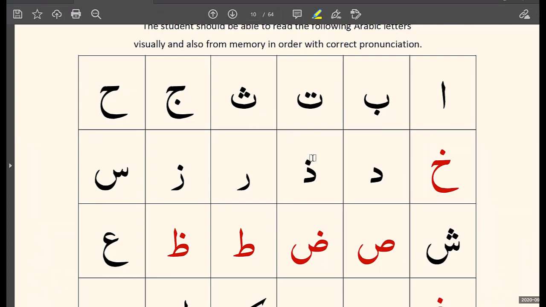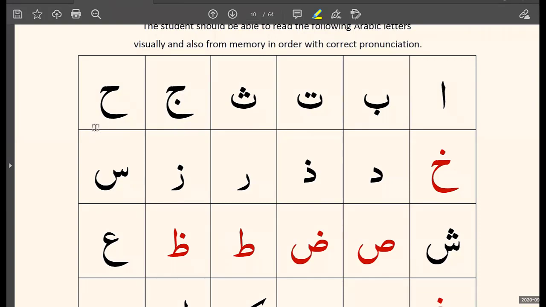G7032, I'm going to unmute you, please. Assalamu alaikum. Wa alaikum assalam. Alif, ba, ta, sa. No. Tha is a soft letter, mild letter. Tha.